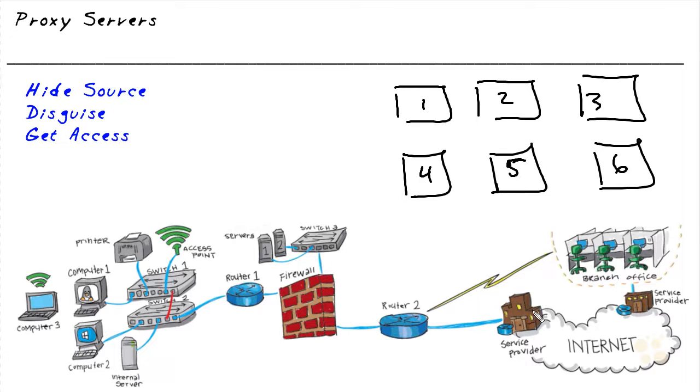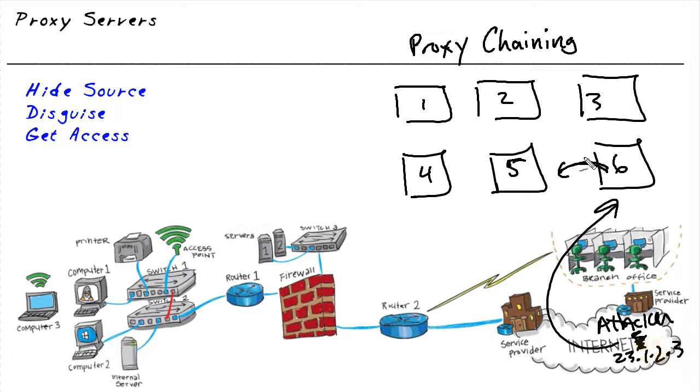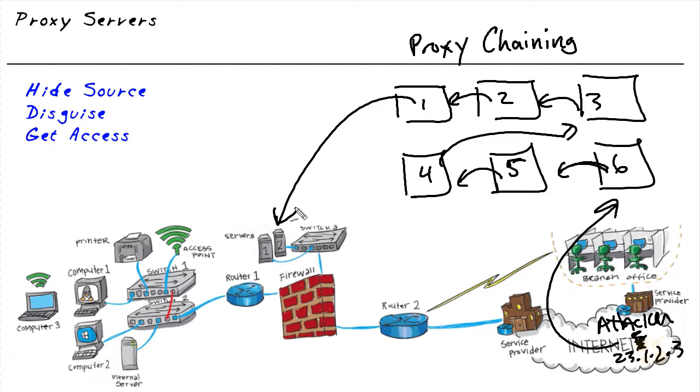And the reason that applies to proxy chaining is the attacker at the address 23.1.2.3 can go ahead and initially connect to proxy server 6, which can use proxy server 5, which uses 4, which uses 3, which uses 2, which uses 1, which then goes ahead and makes the connection to the victim. And at each step of the way, this can be encrypted, and the address can be changed at each step in the way as well. And that can make it very difficult for the victim, in this case, to track all the way back to the attacker to find out what his real IP address is.